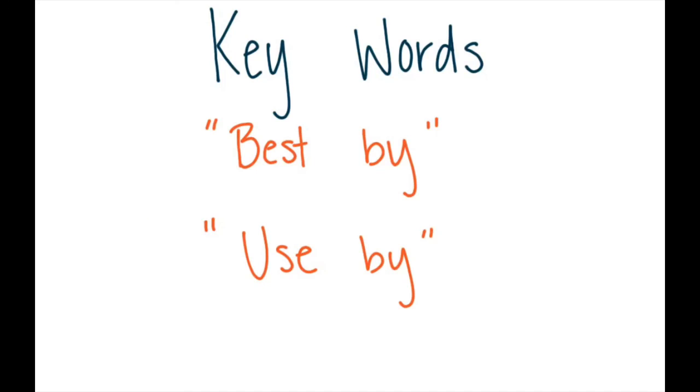Some keywords that we should look for when we're trying to find the expiration date on a food are the words best by or use by. These both mean that the food is best before this date, or that you should use this food or eat it before this date. So look for the keywords best by or use by.